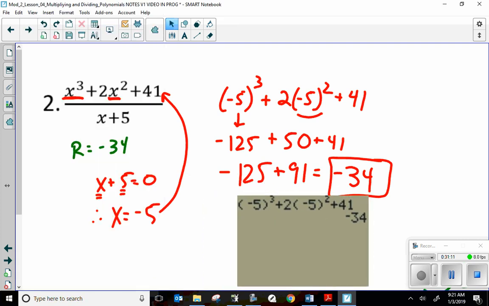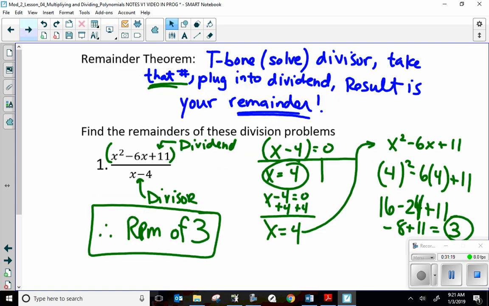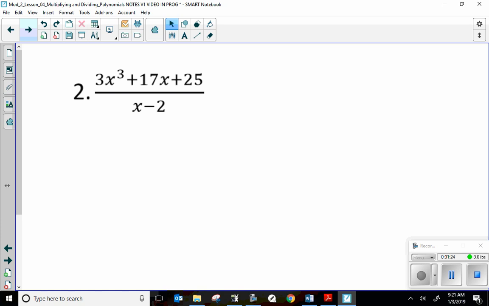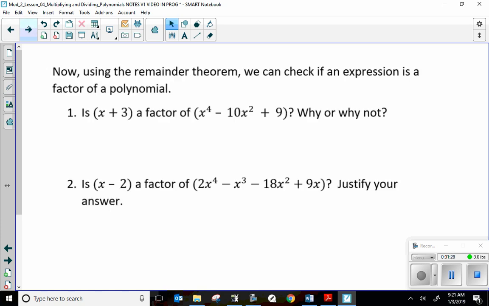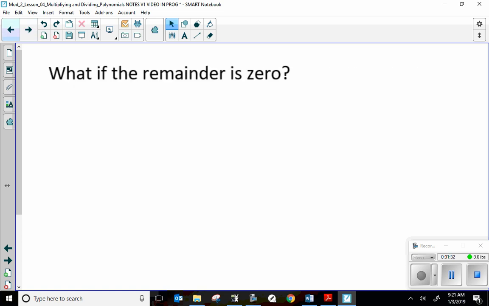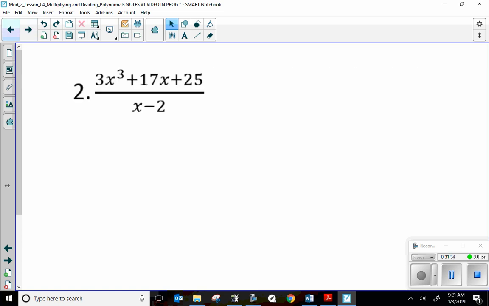Okay, again, it doesn't give you the quotient. It doesn't give you what the answer to the division problem is. It only gives you the remainder. Okay, why is that important? Well, why don't you try this one? We're going to check an expression for a factor. All right, so we're going to answer that question in a minute.